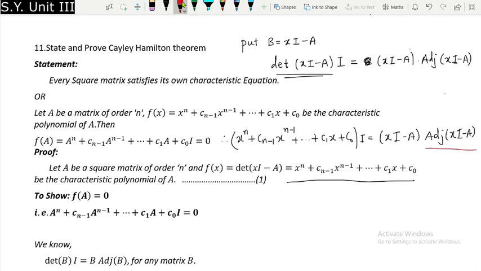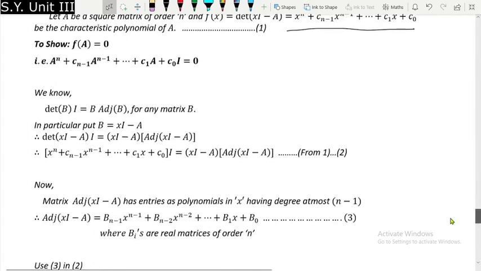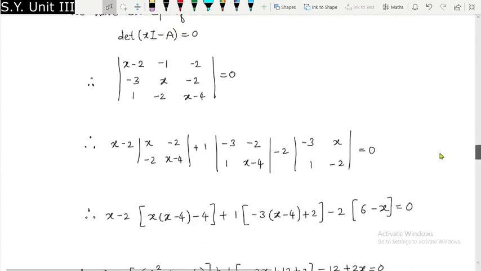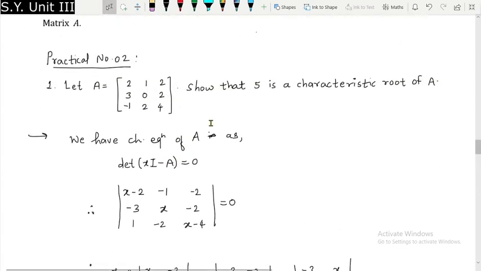Now let me take one example, then we will understand. So here note we are finding adjoint of which matrix? Adjoint of xI minus A. So let us go to the last example in order to explain. So this is that example A. This was our xI minus A. Now we are supposed to find adjoint of this matrix. So you already know how to find adjoint of this matrix. Okay, so we are supposed to find what? Cofactors.